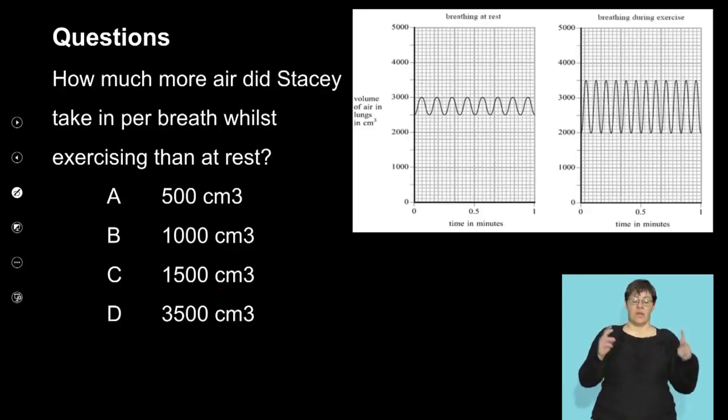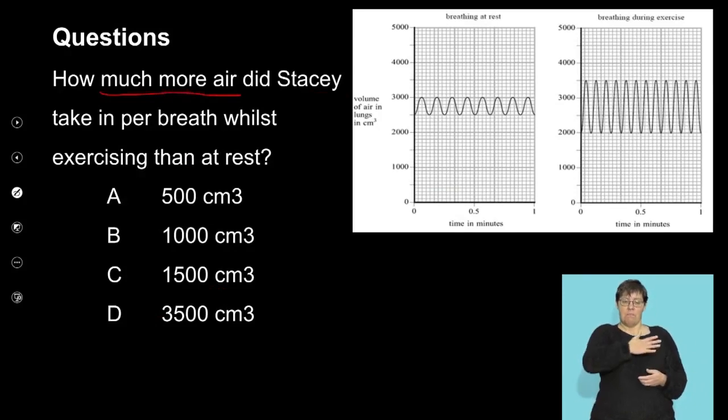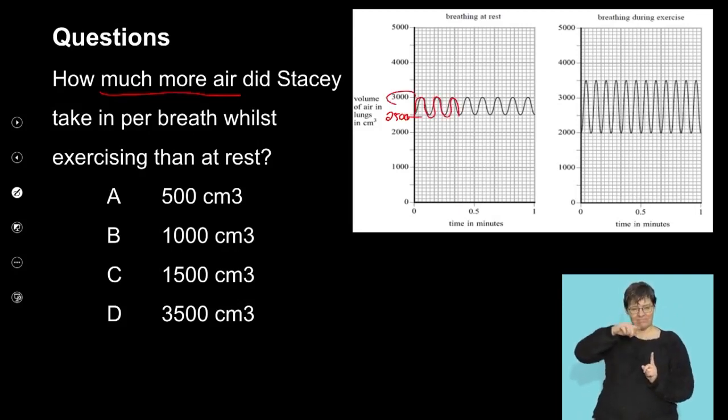All right, guys, if we have a look at this multiple choice question, the question says, how much more air did Stacey take in per breath whilst exercising than at rest? So let's have a look at her graph. If we put in here 2,500, how much was she taking in each time? The 500s. That's pretty much what we said was normal.